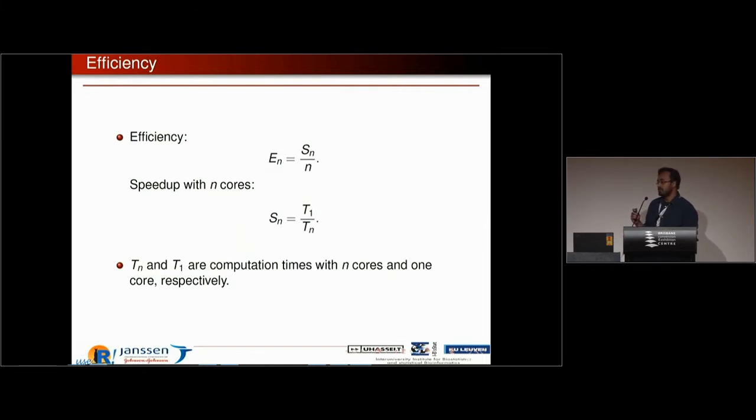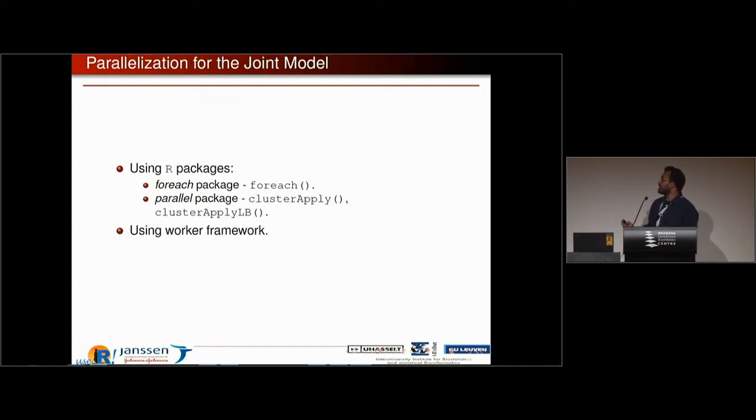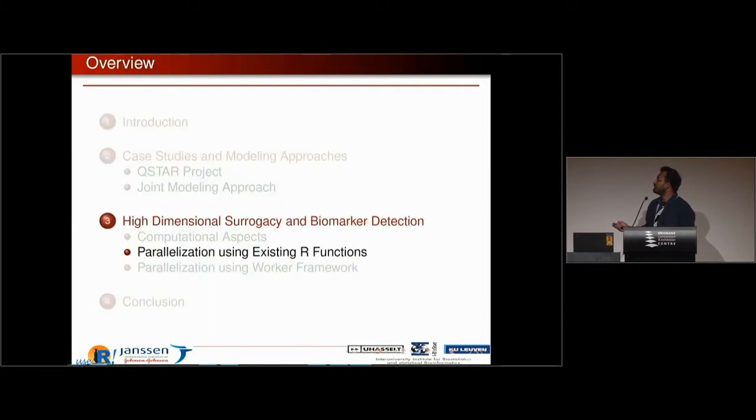We use different R packages and also another worker framework that I will talk about. To compare the performance of all these methods, we use efficiency, which is essentially the speed gain per core. It's not like by increasing the cores you can always gain a significant amount of time. About the R packages, I used foreach, clusterApply and clusterApplyLB. clusterApplyLB is just clusterApply with load balancing, and then the worker framework.